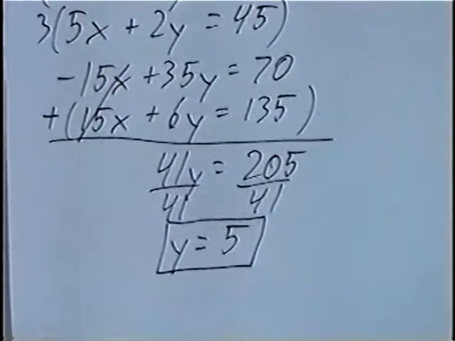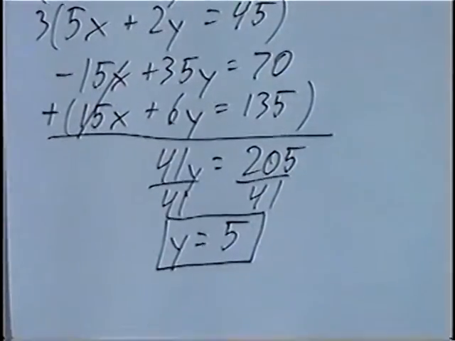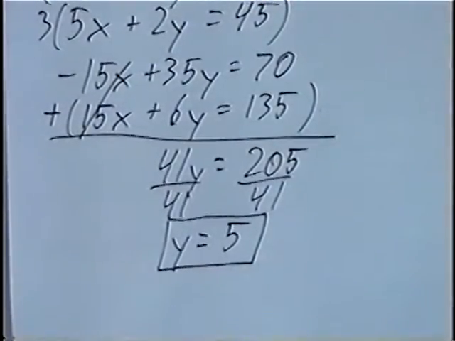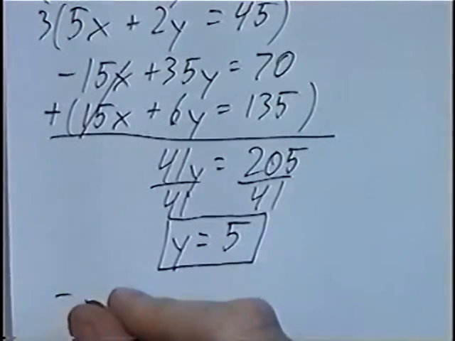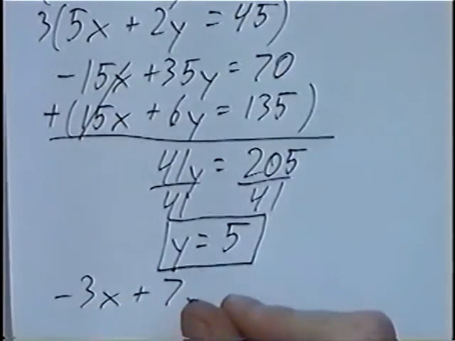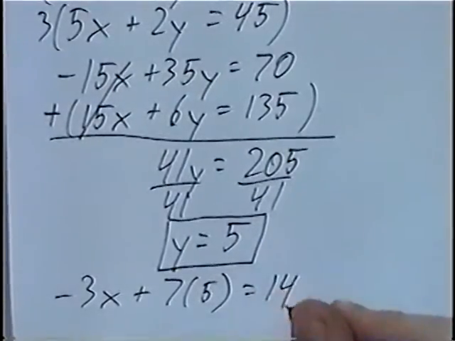To get our second variable, again, once we have y equals 5, we can use either equation that we started with and plug in y equals 5. You can also use the equations that we multiplied by. If we use the very first equation, negative 3x plus 7y, but we'll substitute a 5 in for the y, equals 14.